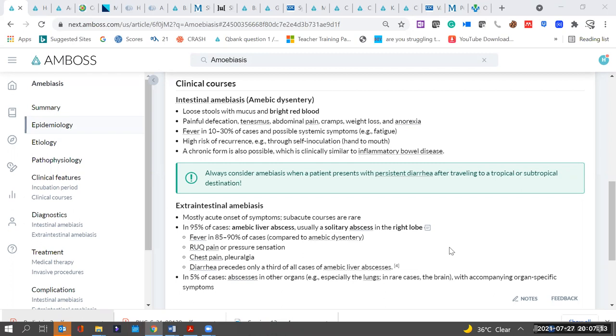So diarrhea, of course, will be the first presentation, and then you will see fever, right upper quadrant pain, chest pain. Then you can think about, okay, this is the extraintestinal complication of amoebiasis.